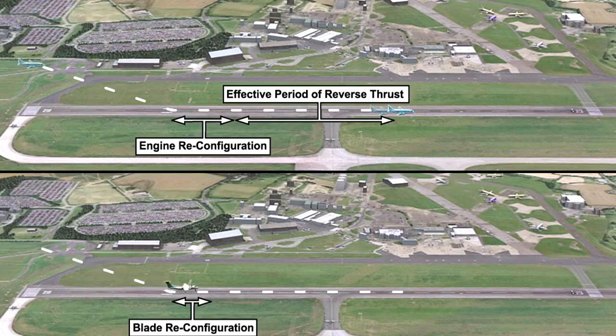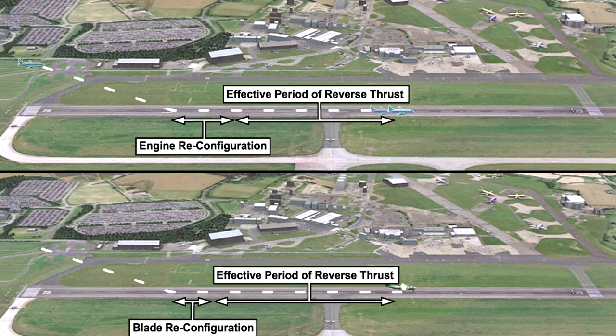This means that a propeller aeroplane can use reverse thrust earlier in the landing roll than a jet aeroplane. A propeller aeroplane can also maintain reverse thrust until the aeroplane comes to a full stop. This capability gives the propeller aeroplane a greater braking advantage over the jet aeroplane during landing.